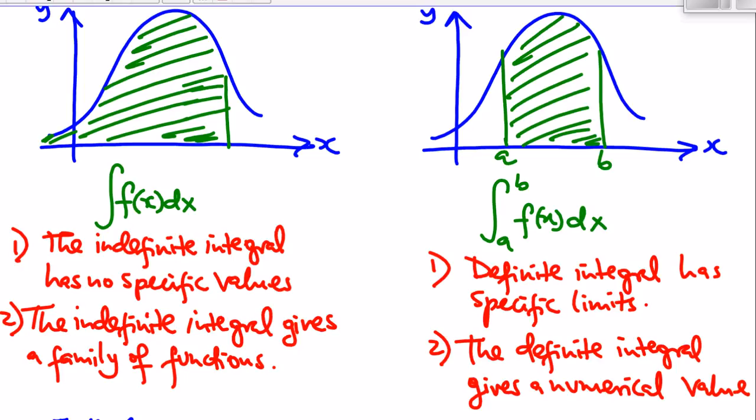But a definite integral has specific limits. In this case, the limits are from a to b. Now, a definite integral, as we'll later see, gives you a numerical value. So you can actually work out the specific value of that integral. I'll show you that later on.